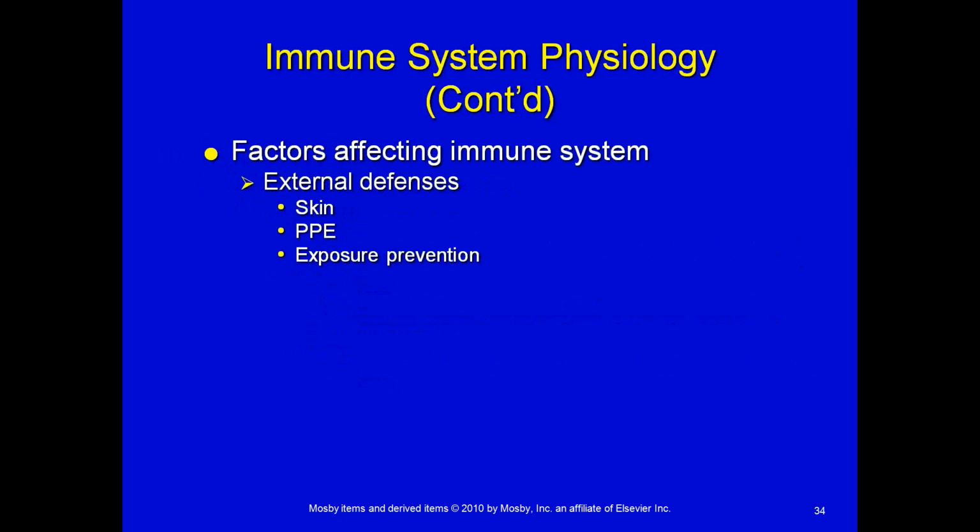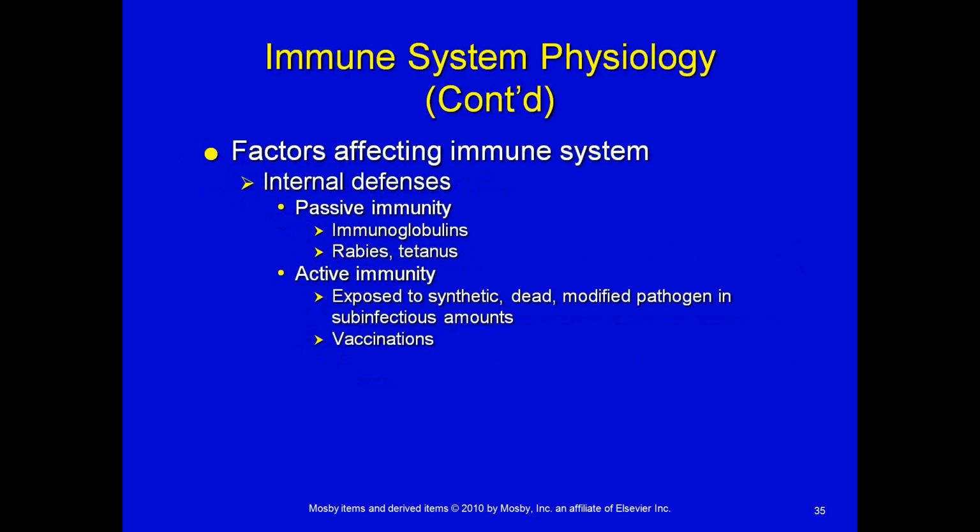Some factors affecting the immune system, certainly skin. If your skin is broken down, if you have any open wounds, those sorts of things, that will allow viruses, bacteria, and those sorts of things to get into the body. If you're not wearing proper PPE, we all know about the potential for bloodborne pathogens and why it's so important to wear proper PPE. And of course, exposure prevention goes hand in hand with not wearing proper PPE, but then also the potential for things like needle sticks.